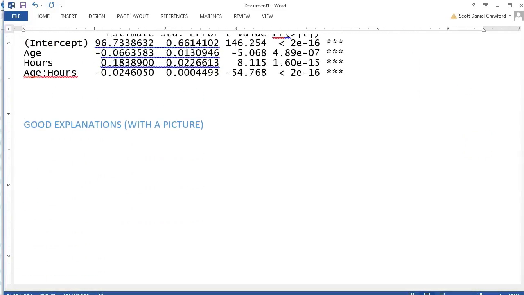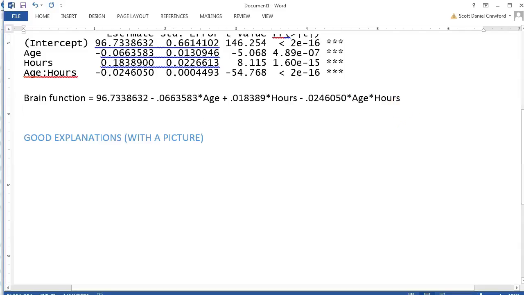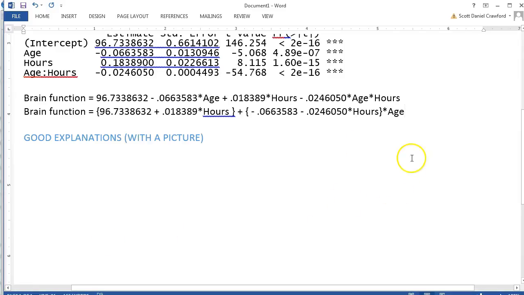So let's start by actually looking at what the prediction equation is. It's brain function, and it's in red. That makes it look scary. We have brain function equals, there's our intercept, there's our coefficient on age, coefficient on hours, and this here, the age times hours interaction, is literally just the coefficient times age times hours. So if I want to start by explaining age, then I'm going to simplify this equation in terms of age. These are the same equation. If you don't believe me, pause the video and work through the math.